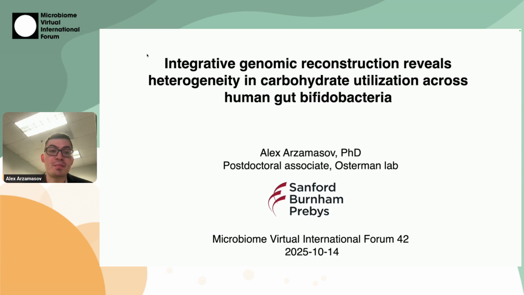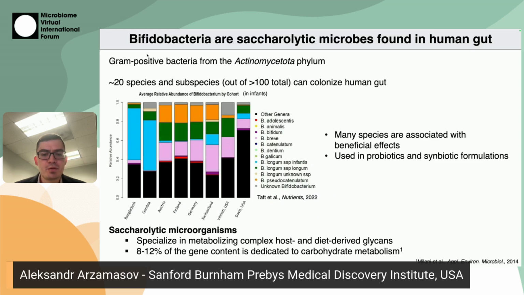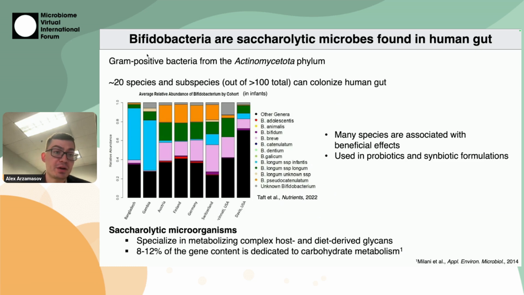I'm going to talk about my PhD project, which was focused on Bifidobacteria and how I use genomics to predict their carbohydrate utilization capabilities. Many of you have probably heard about Bifidobacteria. These are gram-positive microbes that are commonly found in the human gut, especially in infants. The important thing here is that most of the species are generally considered beneficial for the host, mainly because they secrete a wide array of beneficial metabolites.